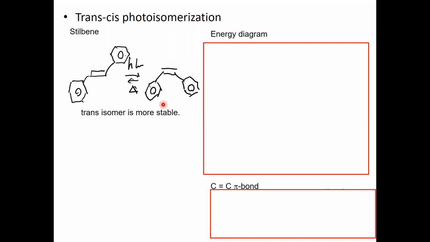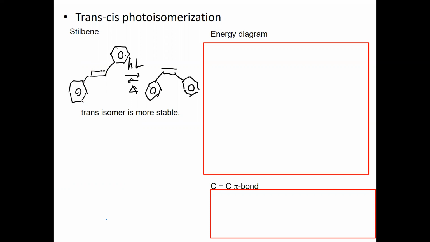And also by heating up, it returns back to the trans isomer, because the trans isomer has lower energy. So the stable structure is the trans isomer. Why does this happen? You can simply think about the C-C double bond.